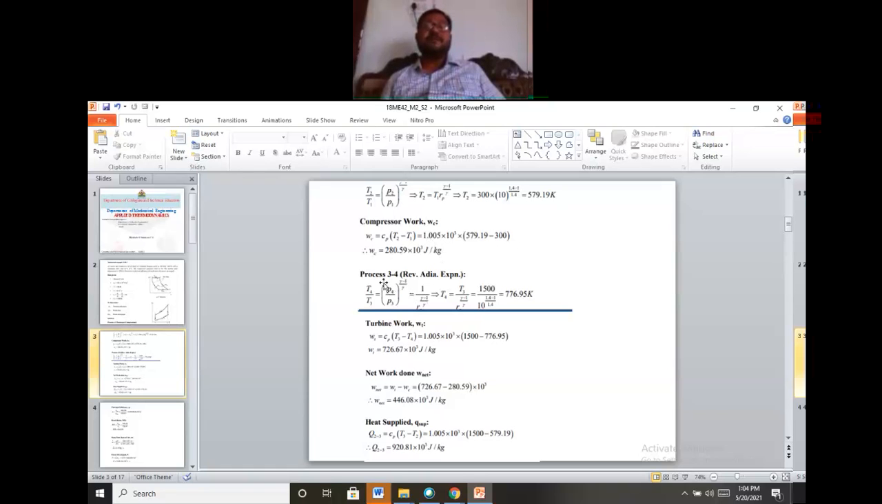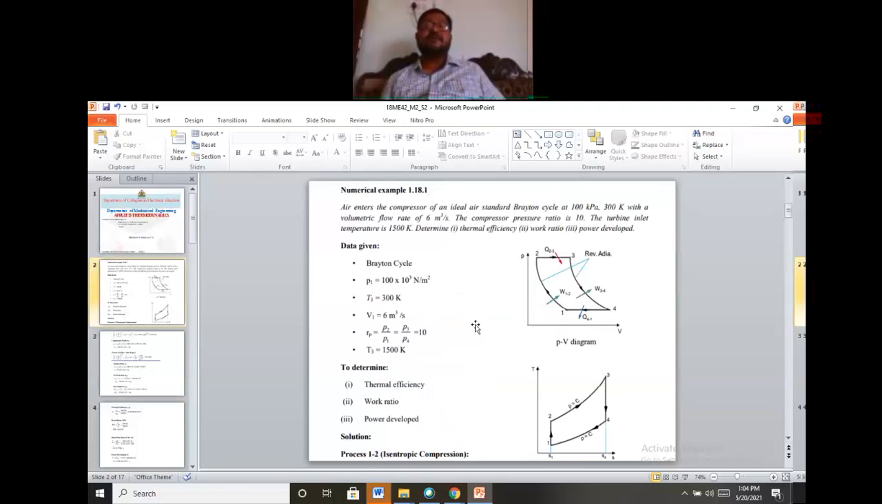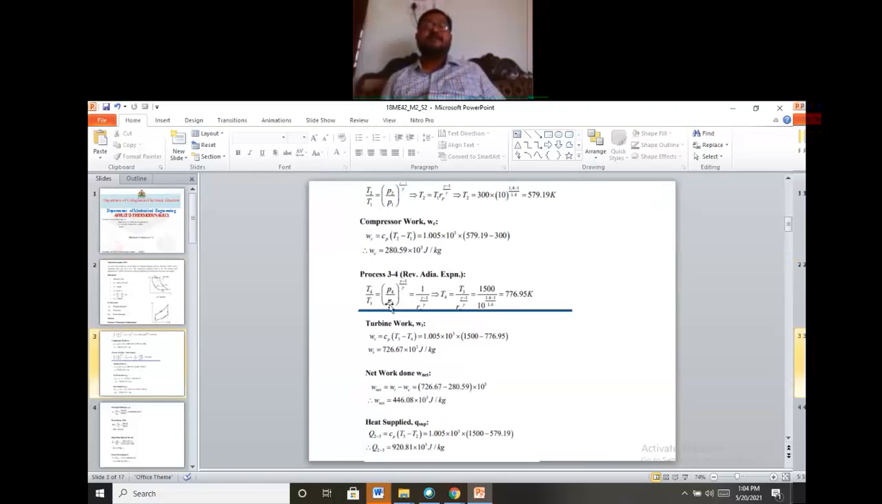Process 3 to 4 is a reversible adiabatic process. T4 by T3 is equal to P4 by P3 raised to the power of gamma minus 1 by gamma. Gamma is the ratio of specific heats, it is 1.4. So T4 is equal to 776.95 Kelvin. Turbine work you can calculate.